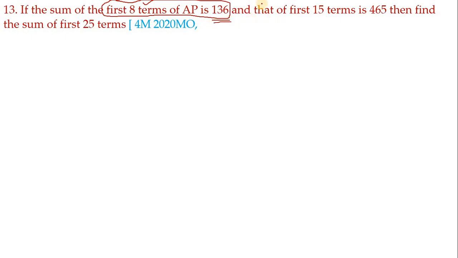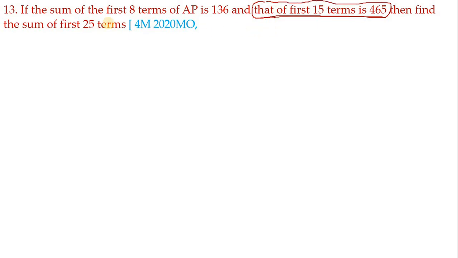136. And this is very important to understand. That of. They are not saying next 15 terms. Children, in the 2021 model question paper, the same kind of problem they have asked. I think they have asked the sum of first 7 terms is some number and the next 7 term sum is some number is given. Means in that they have asked the next 7 term sum. Here they are not saying the next 15 terms sum. They are saying that of first 15 term sum is 465.